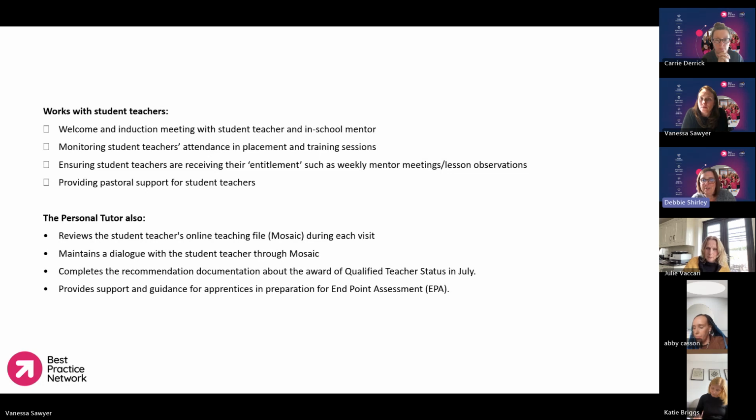Some of you will be familiar with those already, during the visits that you make, so that you can see that alongside the student teacher and in-school mentor. And you're maintaining that dialogue through Mosaic, feeding back on the activities that they are sharing there. You obviously complete the recommendation document for the qualified teacher status, so your key role in that, and having that holistic view of the student's pathway to be able to make that judgment, and obviously part of that preparation and then engagement with the endpoint assessment, as Vanessa has mentioned already.